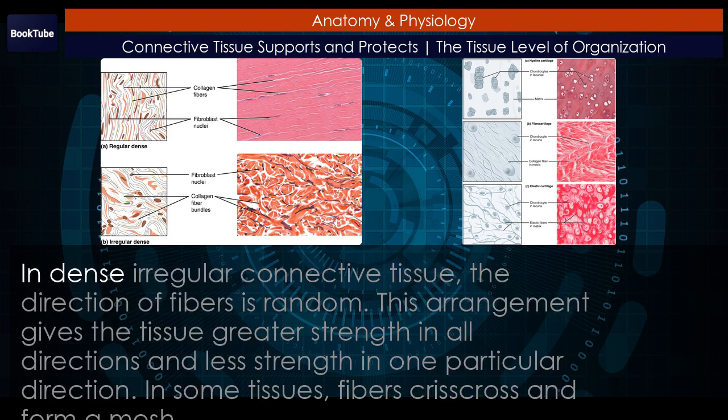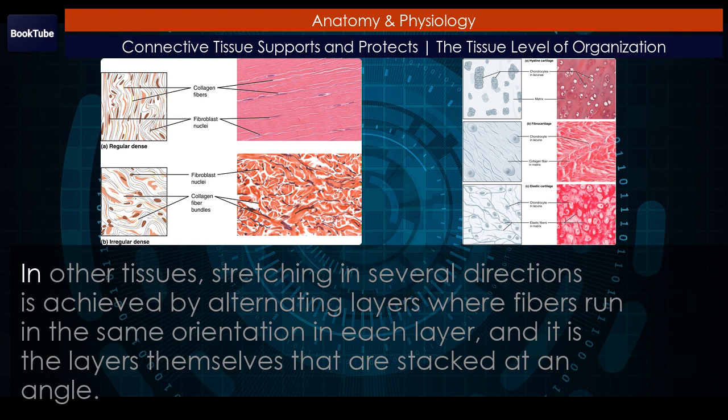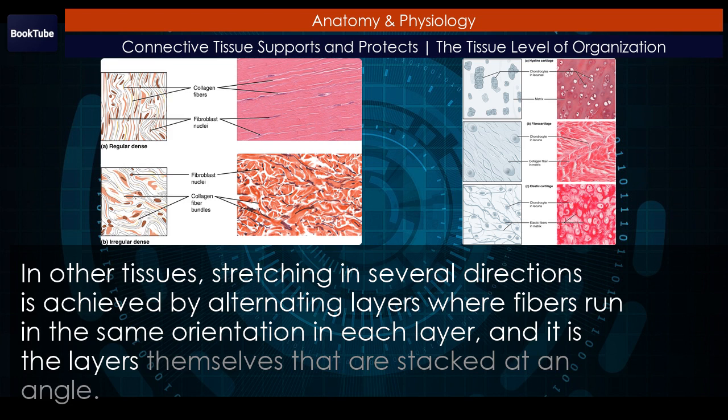In dense irregular connective tissue, the direction of fibers is random. This arrangement gives the tissue greater strength in all directions and less strength in one particular direction. In some tissues, fibers crisscross and form a mesh. In other tissues, stretching in several directions is achieved by alternating layers where fibers run in the same orientation in each layer, and it is the layers themselves that are stacked at an angle.